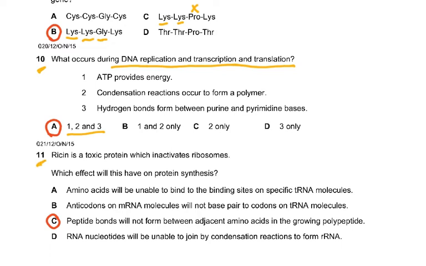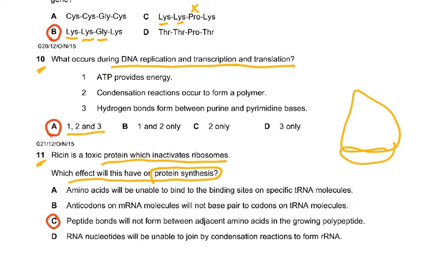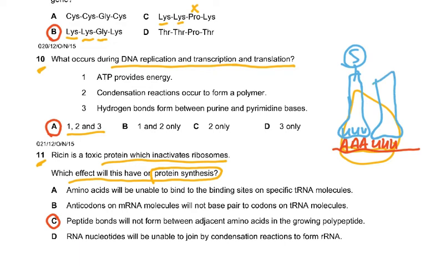Question 11. Ricin is a toxic protein which inactivates ribosomes. Which effect will this have on protein synthesis? Inactivates ribosomes. So you remember on the ribosomes, the mRNA comes and gets attached. And of course, there is this AAA, UUU, and things like that. So the tRNAs come with the appropriate anticodon. So here it will be UUU, and they will bring amino acid number 5. And then another transfer RNA will come. And this will have AAA and say it will bring amino acid number 10.